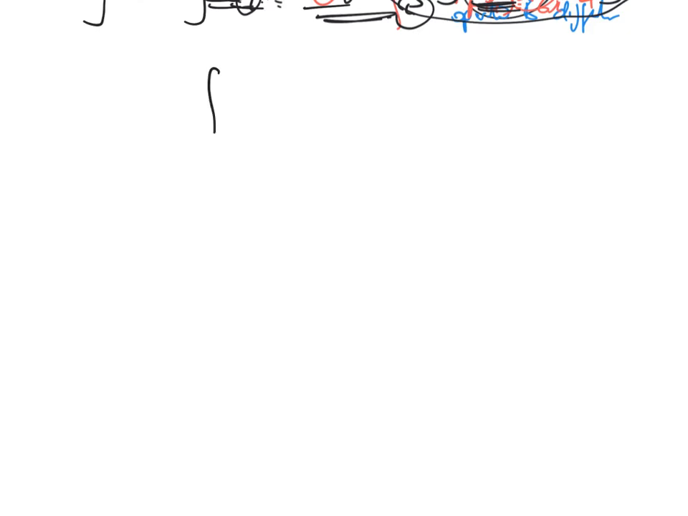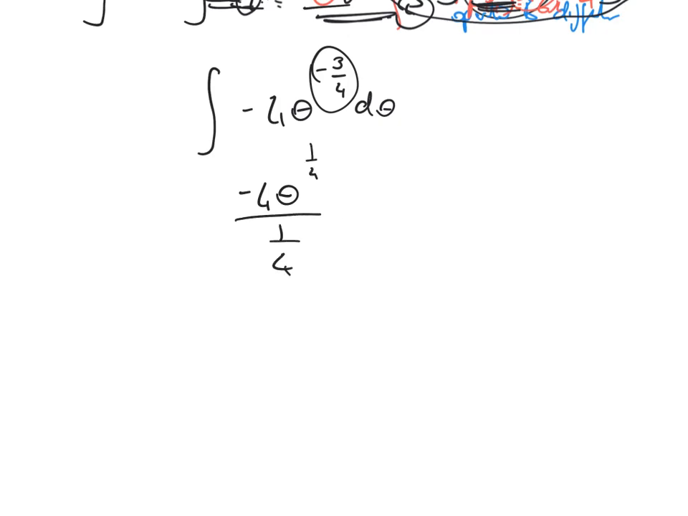Okay, example 14, we're going to integrate minus 4 theta to the minus 3 quarters. Okay, so add 1 to the power, minus 3 quarters plus 4 quarters is 1 quarter. So that's minus 4 theta to the positive 1 quarter divided by 1 quarter plus c. Bring it up, flip it over. So it's going to be 4 over 1 times minus 4 theta to the 1 quarter plus c.